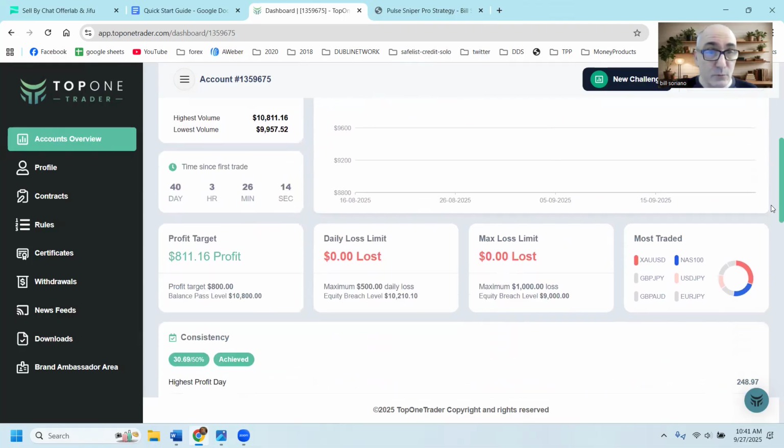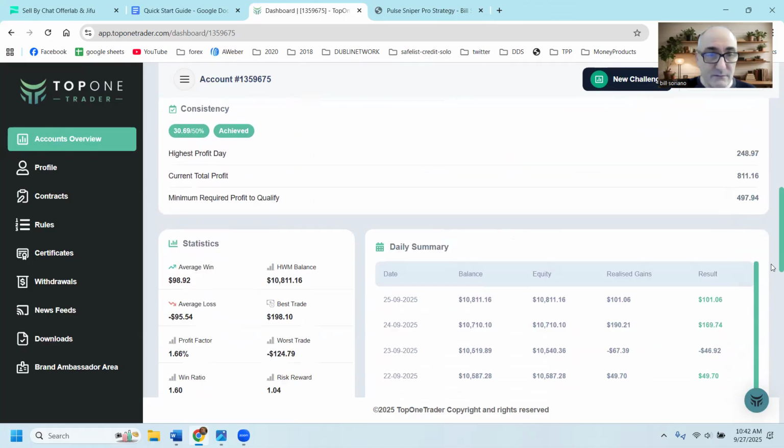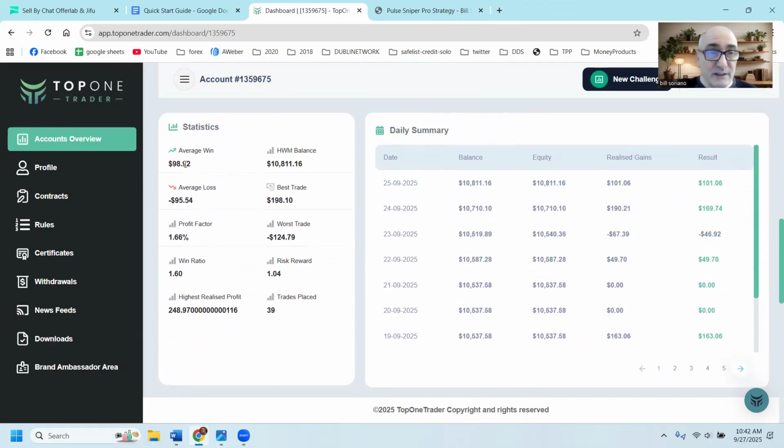Scroll down here a little more. You'll see that really I had very little drawdown on this. The lowest balance I had was $9,957. So I lost like $43. That was it. Again, it took me 40 days, 3 hours and 26 minutes. Profit target was 800. I had $811.16, right?